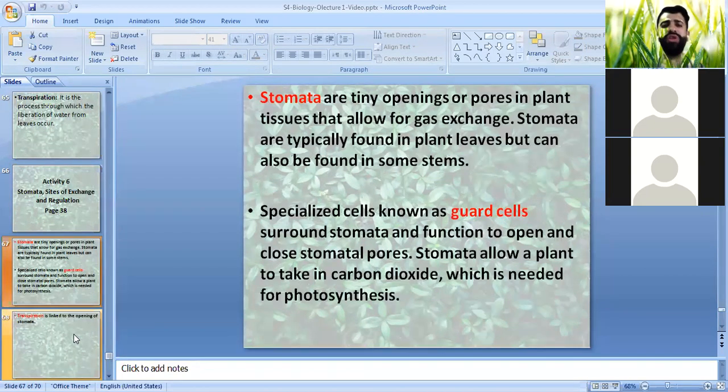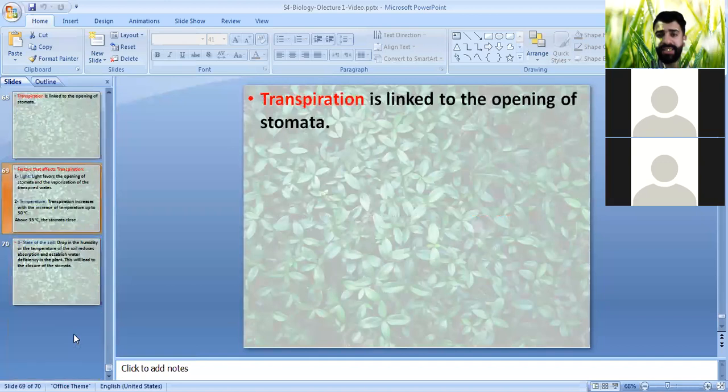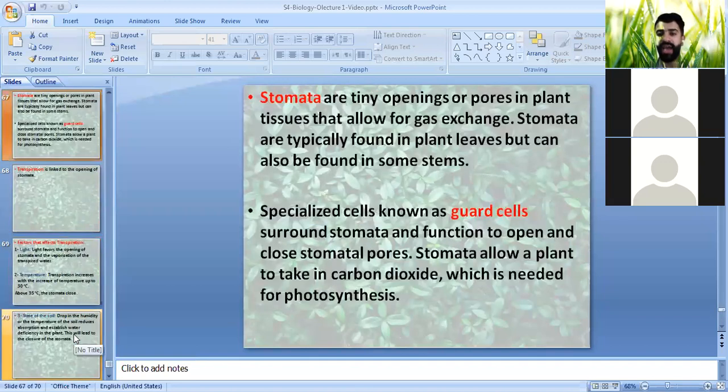but also some of them can be found in the stems. These stomata are surrounded by special cells. They are called the bodyguard of the stomata. They are called the guard cells. They help to open or close the stomata. Stomata are very tiny pores. They open and they close according to specific circumstances. We will discover this.